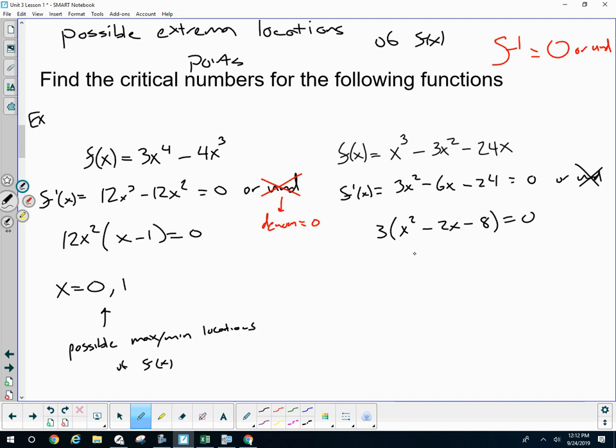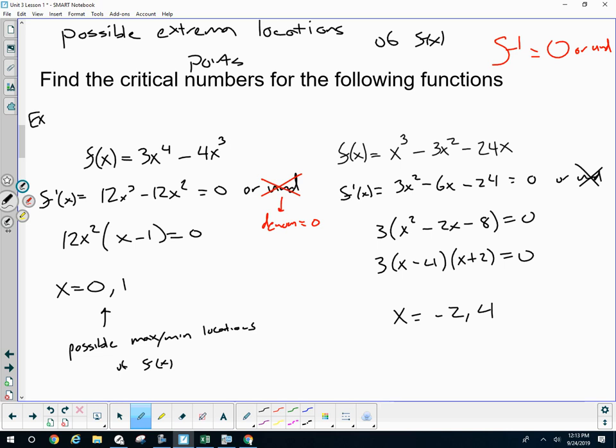I hope we understand that. It's a mistake made with students is that they assume that if they factor out anything, 0 is a solution. But no, it's only if I factor out an x that I will have a solution of 0. Here, just -2 and 4 are possible maximum locations on F.